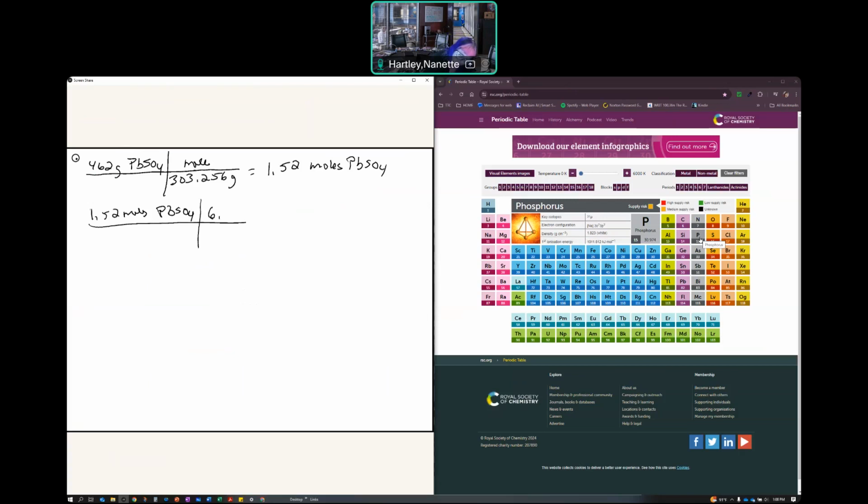and multiply by 6.022 times 10 to the 23rd molecules per 1 mole. Moles cancel. Multiply that by 6.022 EE23. And that gets me 9.17 times 10 to the 23rd molecules. And those are molecules of PbSO4.